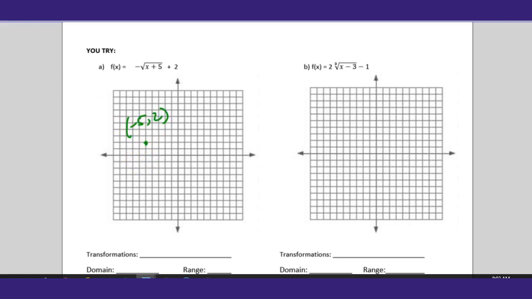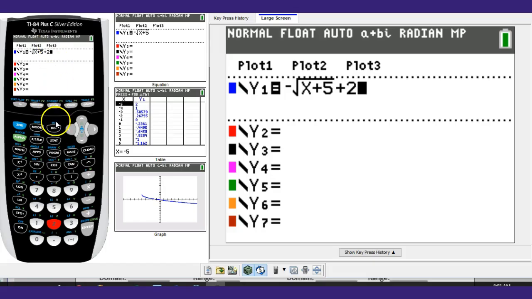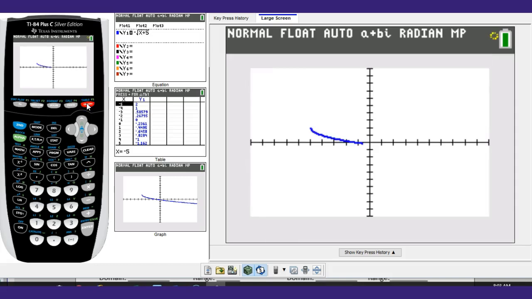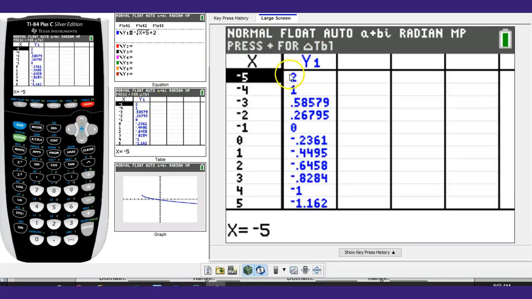But anyway, let's go to our calculator and graph it. We have negative square root of x plus 5, plus 2. There we go. We have that value right there, -5, 2. You see it? Okay, so let's go to our table. -5, 2 is where to start. We have -4, 1. There's our zero, -1, 0. And 4, -1. So those are points that we can put on our graph. So let's go ahead and put those on there.